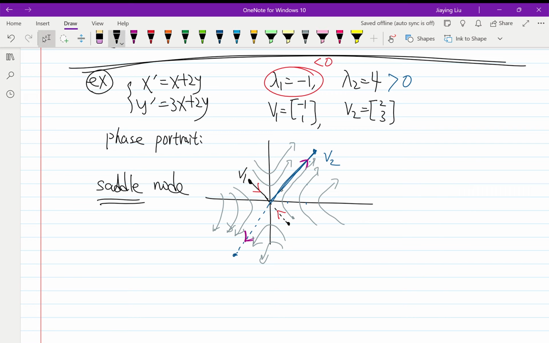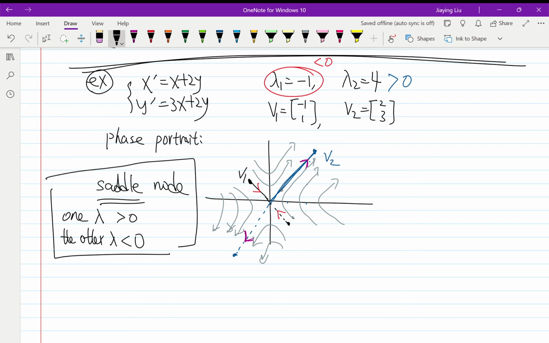And a saddle happens when we have one lambda, let's just say lambda 1, doesn't matter, greater than 0, and the other one less than 0. One positive, one negative. So that will give us a saddle node.